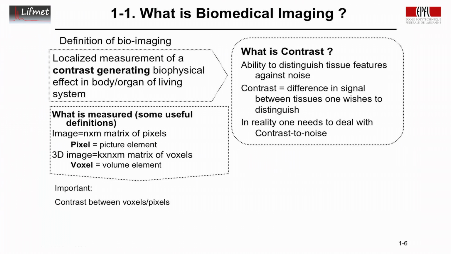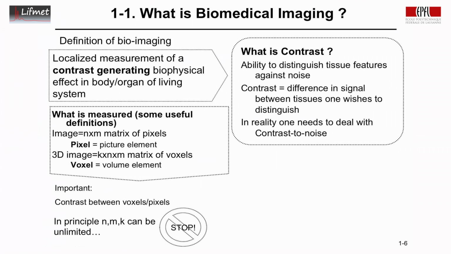But what is important is we want to be able to distinguish tissue 1 from tissue 2, say in a neighboring voxel or pixel of the image. Now, in theory, there is nothing that prohibits us from generating matrices with infinite dimensions. We can have n, m, and k for a 3D image with technology.